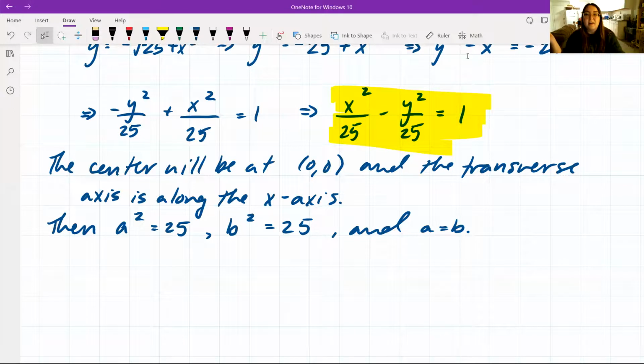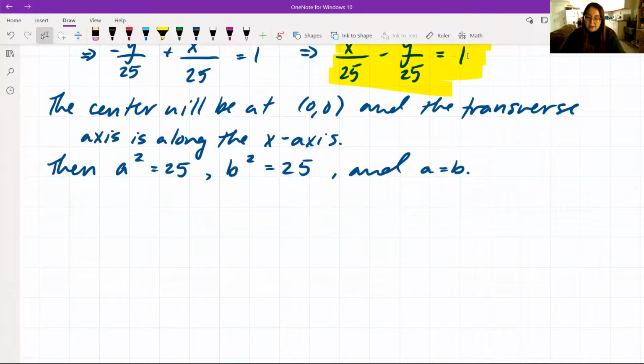This just means that our asymptotes are always going to be y is equal to x and y is equal to negative x, since they're the same value. They will automatically have those asymptotes. So we have that a is equal to b, which is equal to 5.